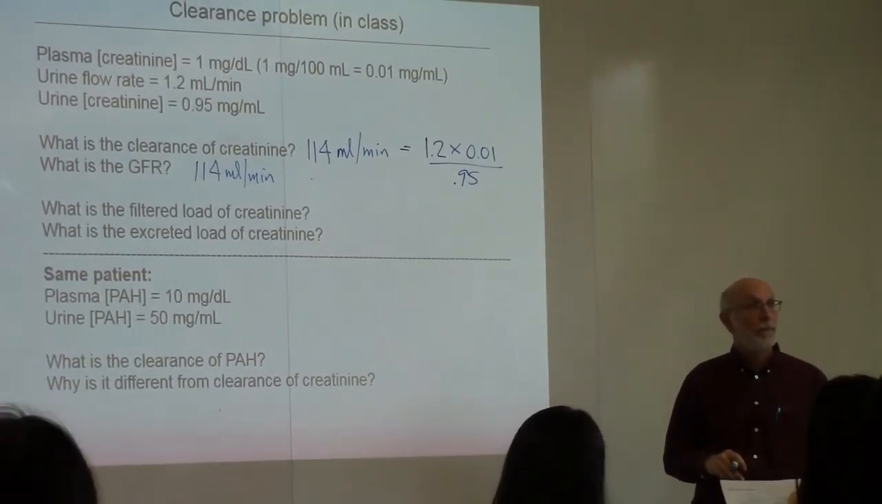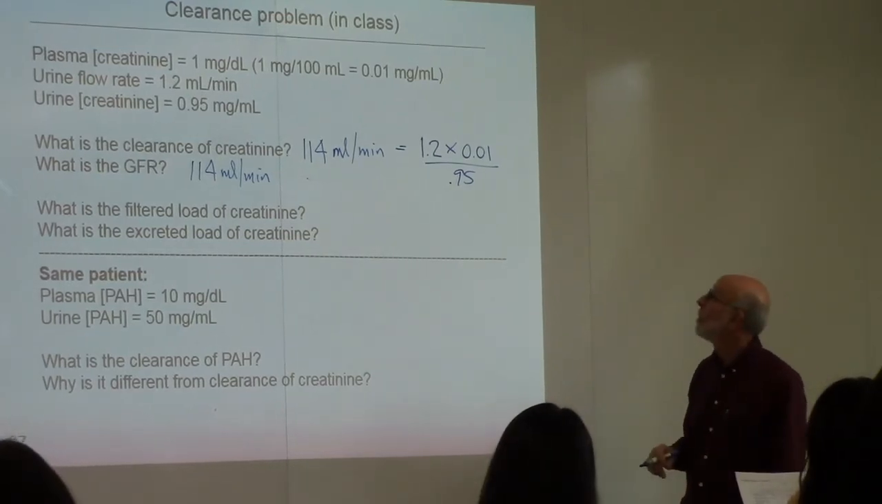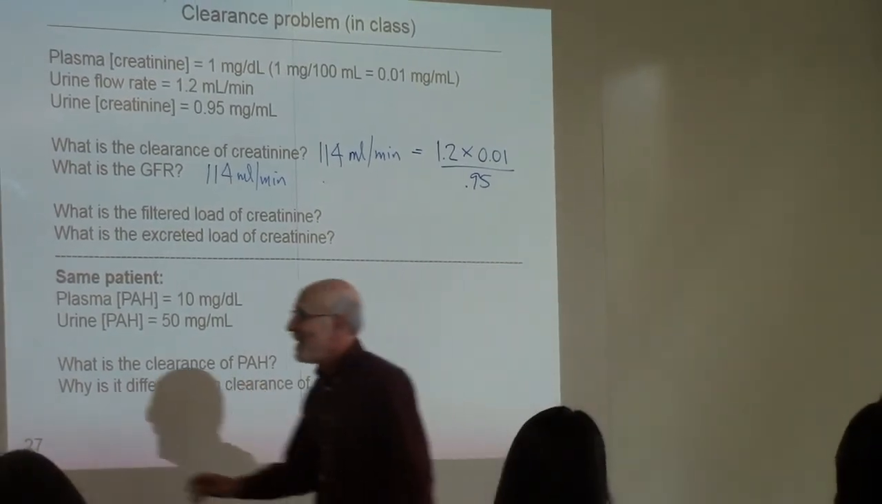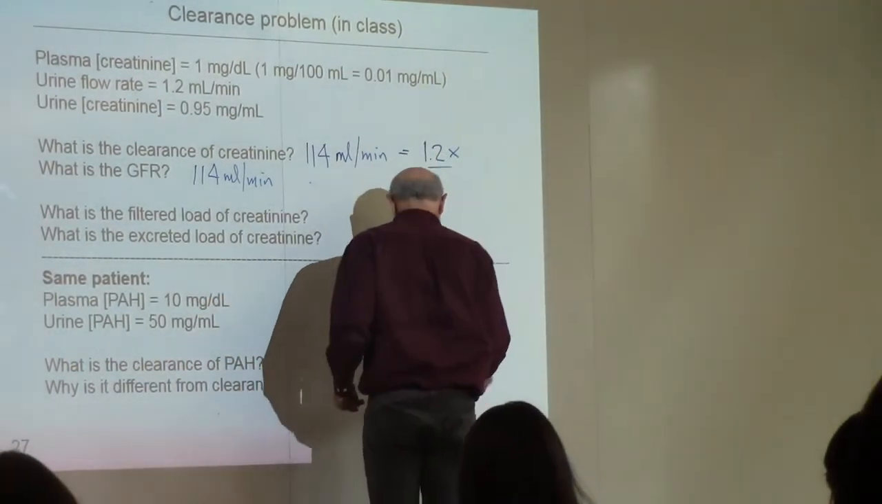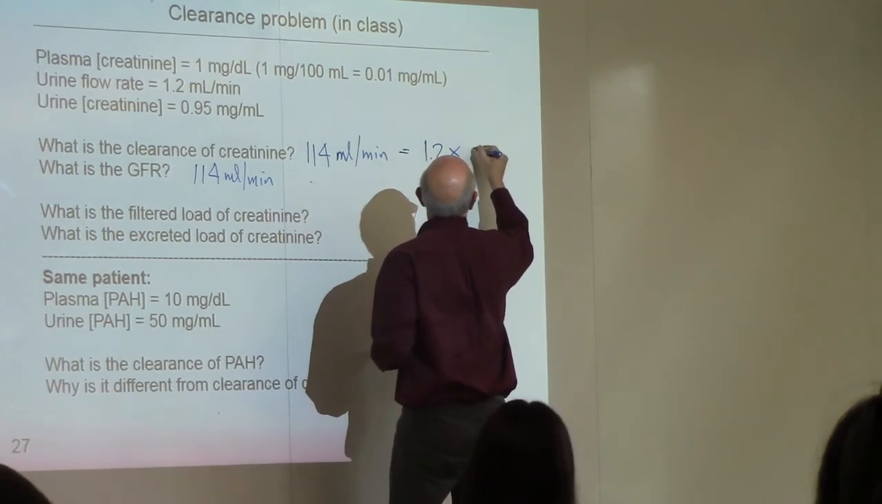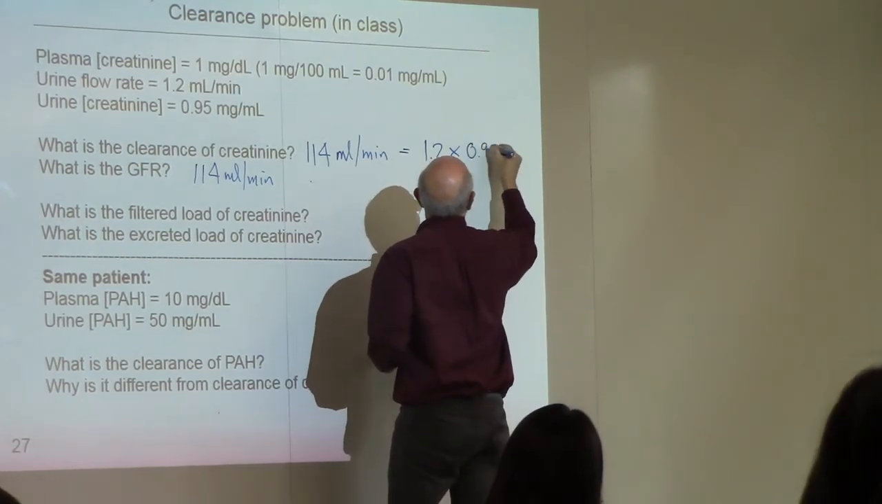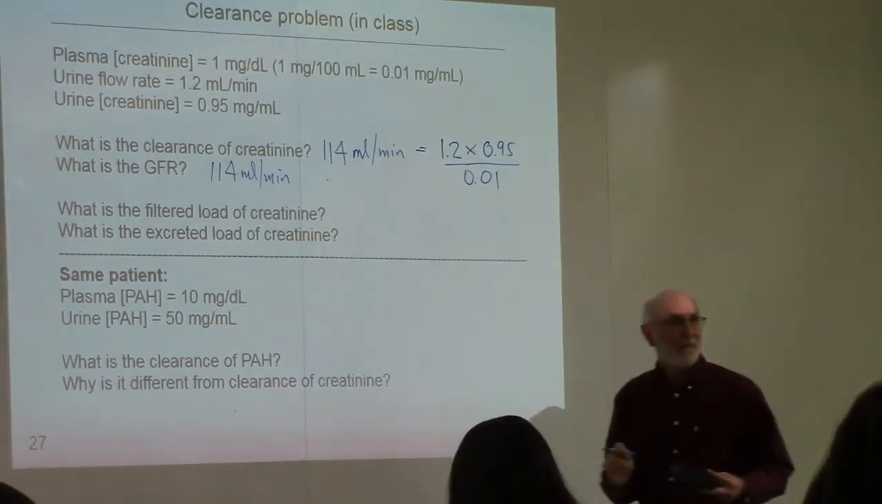Yeah. I think it's 2 times 0.95. Oh, that's right, you're right. Completely right, sorry. As soon as you started pointing that out, I noticed. It's 1.2 times 0.95 divided by 0.01. Sorry.